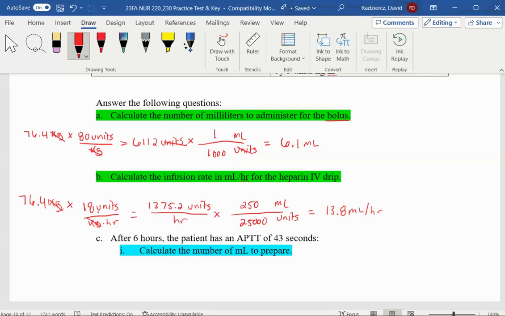The only time you would round to the nearest whole number is if you're dealing with drops. And that's where heparin is a little bit different, because we're not actually calculating drops per minute. We're actually calculating milliliters per hour. But it's going to be dripping, right? Because it's going to be coming out so slow.